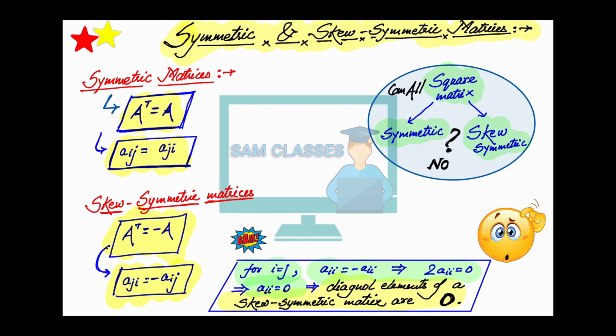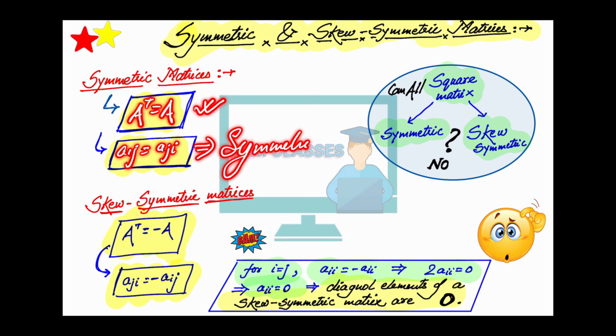Okay, so let's see. What is a symmetric matrix? The definition is pretty simple, students. Once we understand what a transpose is, if the transpose of a matrix is equal to the same matrix, then we say it is symmetric. That means A of ij, if you change row and column, will be equal to A of ji. We can directly say it is symmetric. Nothing more than that. Okay, clear?